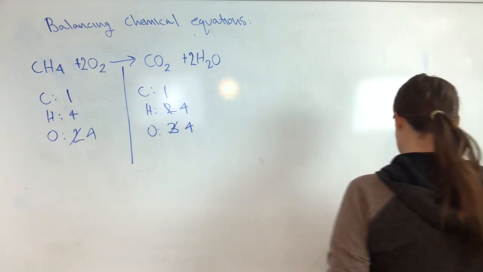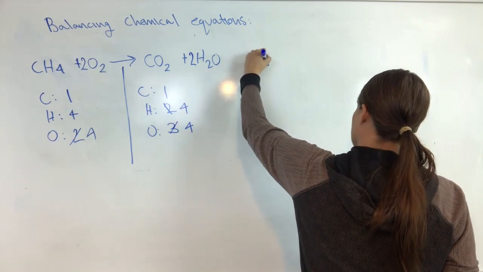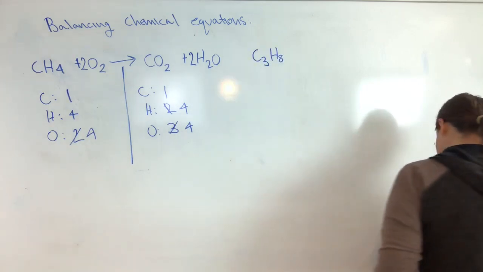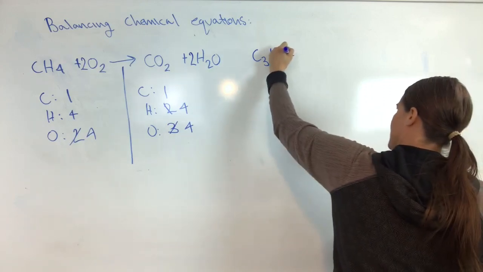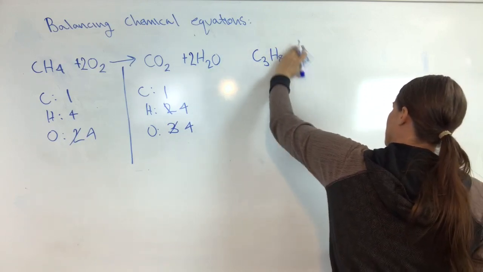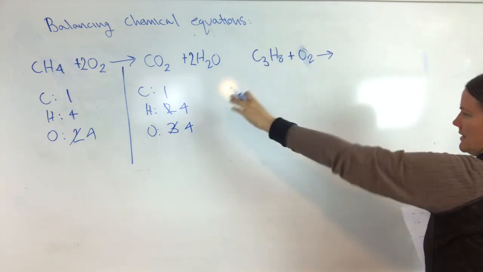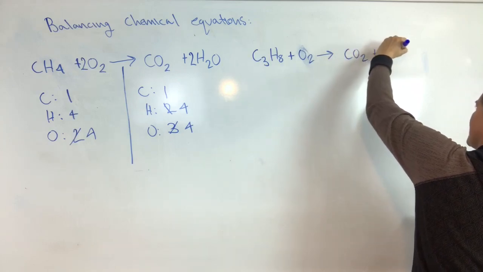Let's do another one. This is another combustion reaction. So we have C3H8. So we have a hydrocarbon, and it's reacting with oxygen, and we're getting carbon dioxide and water, so CO2 plus H2O.